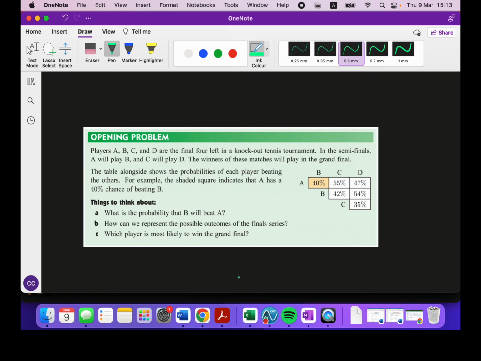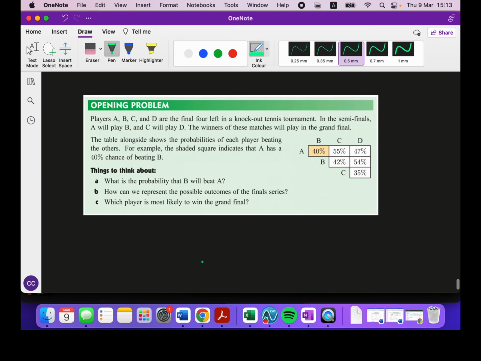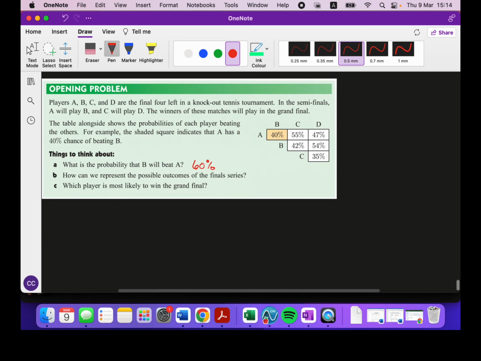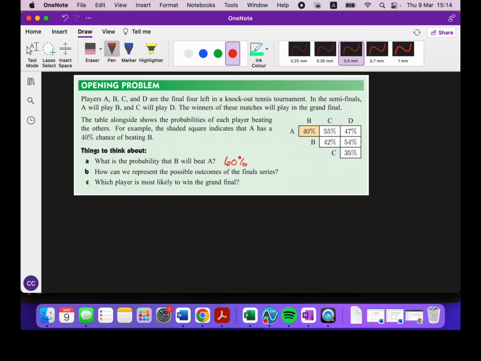Okay, here's that opening problem that I said I'd make a video for. So we've got four people left, and we have all these probabilities. I think you already solved and saw that the probability that B beats A is going to be 60%, because there's a 40% chance that A beats B, so we've got that down. And then what we need to do is represent this in a tree diagram. That's really what question 2 is all about.